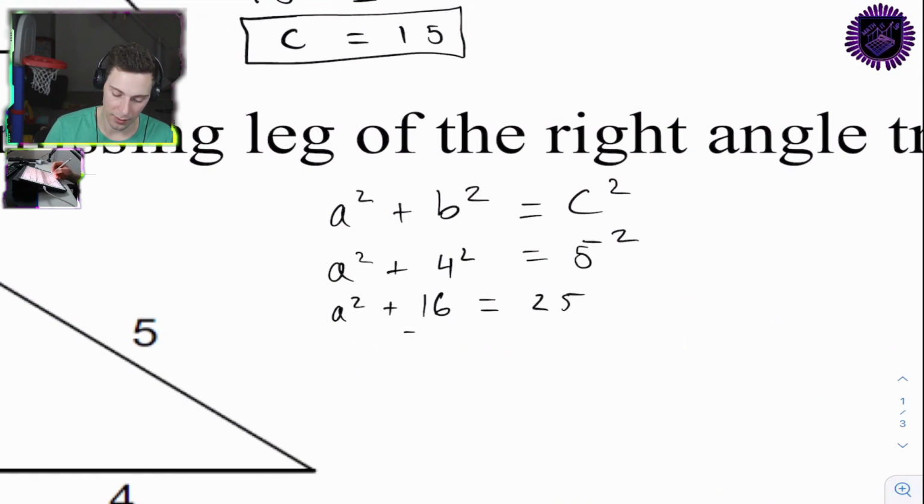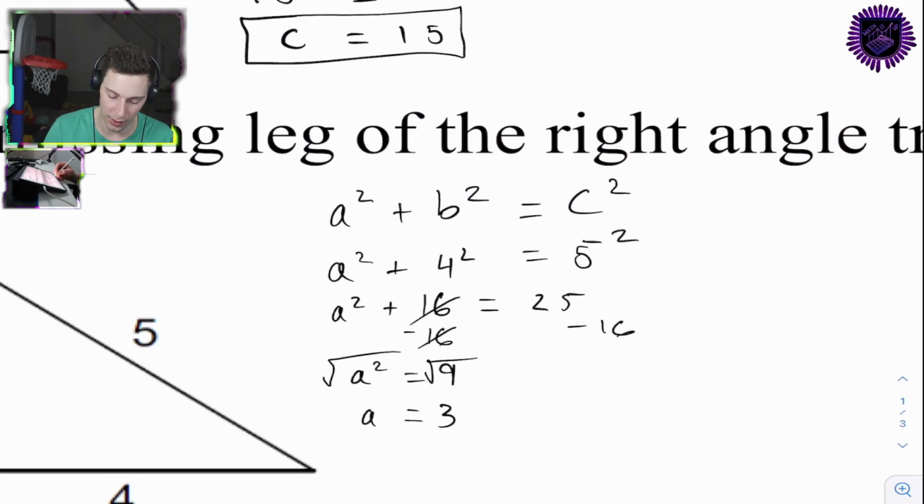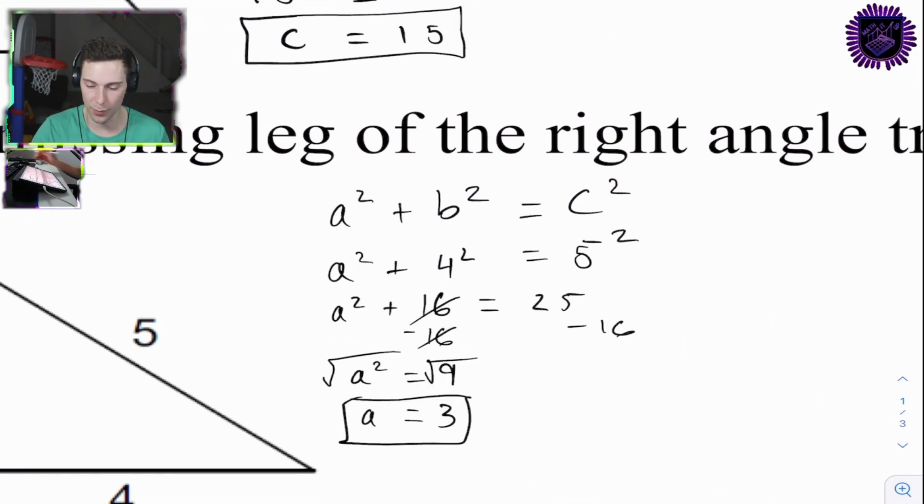So we can do that. Subtract 16. Subtract 16. A squared, this cancels out, a squared is equal to 25 minus 16, that's 9. And so we can square root both of these numbers, and that gives us a is equal to 3. That's our answer. What a weird formula.